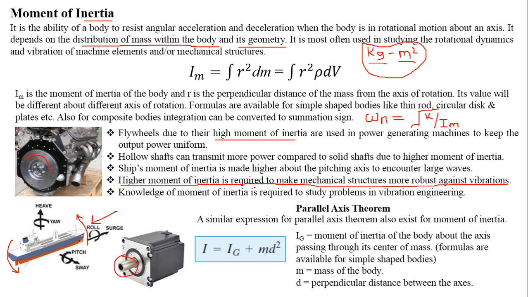Higher moment of inertia is required to make mechanical structures more robust against vibration. Because if this moment of inertia is increased, you can basically alter the natural frequency of your mechanical structure if you increase or decrease the moment of inertia. So you can really alter the natural frequency and take your system away from resonance.